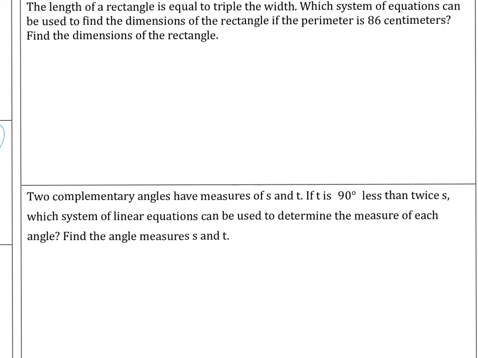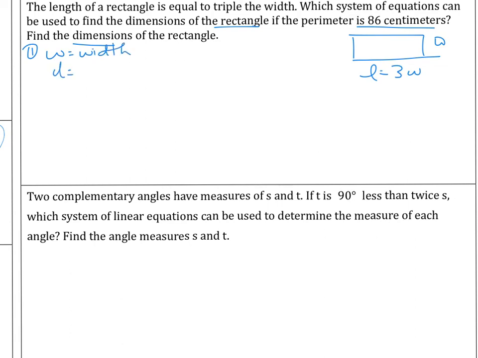Okay, the length of a rectangle is equal to triple the width. Which system of equations can be used to find the dimensions of the rectangle if the perimeter is 86 centimeters? Find the dimensions of the rectangle. So you have a rectangle and the length is triple the width. Okay, so step 1, W equals the width, and L would equal 3W, which is the length.